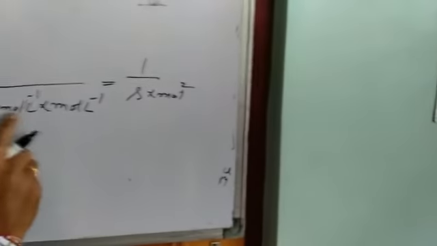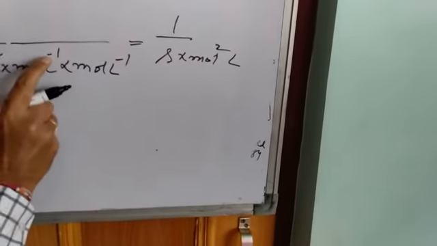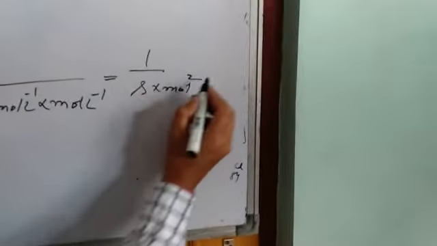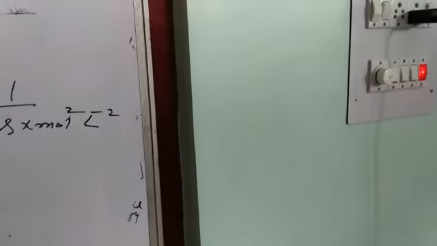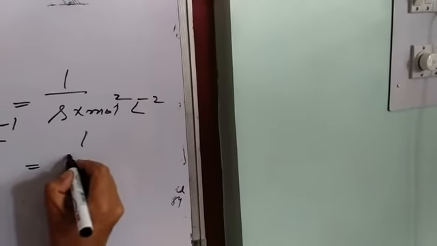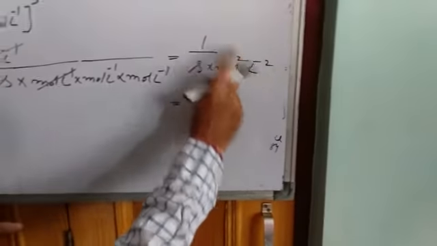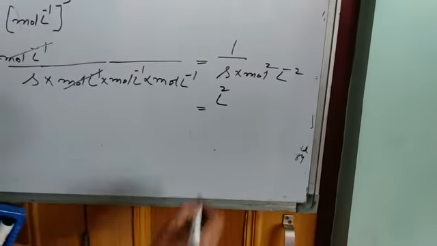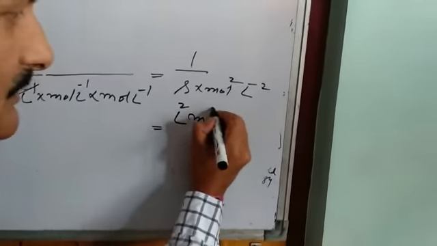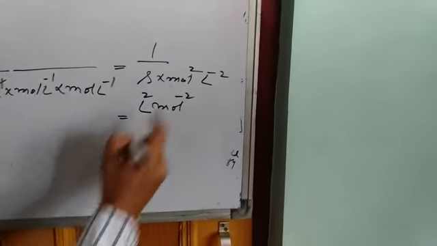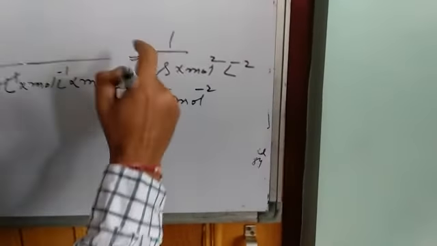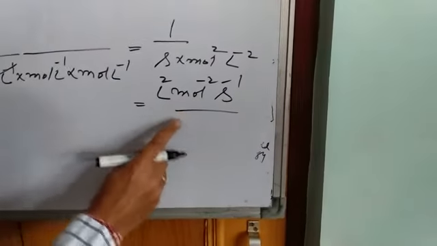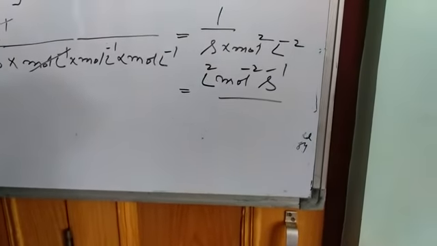When bases are the same, powers are added. Similarly, so far as liter is concerned, again the bases are the same, so powers can be added. It will be minus 2. Now what do we get? Bringing liter to the numerator, I will get L square, minus 2 will convert into 2. Then mole, this is minus 2, this is plus 2, this will become minus 2, and second will become minus 1. So these are the units of K for a third order reaction.